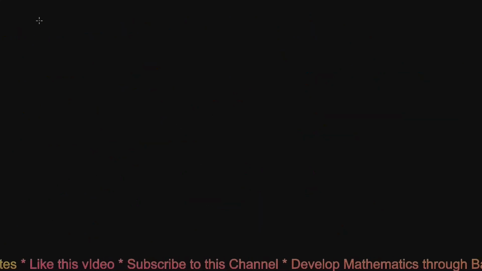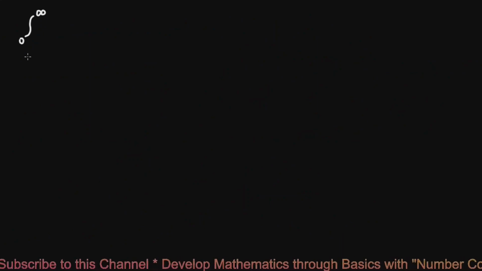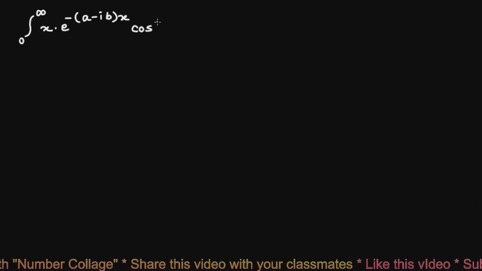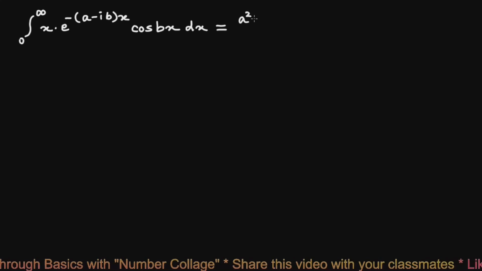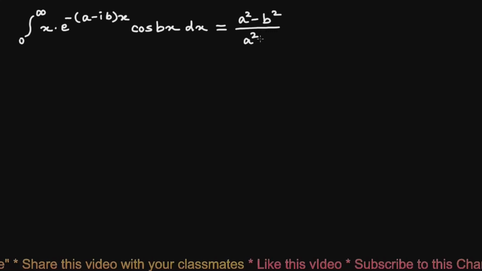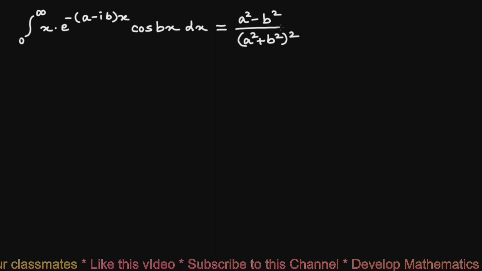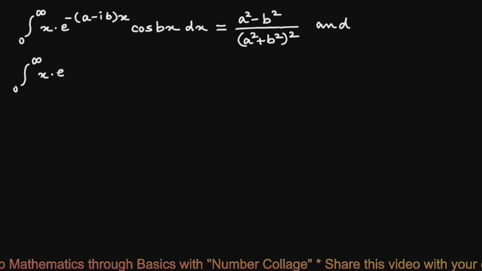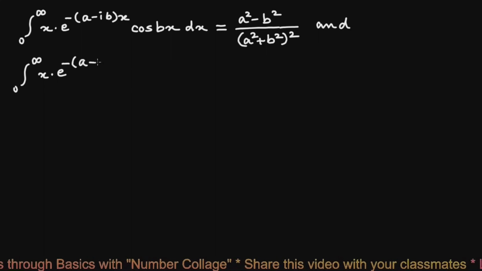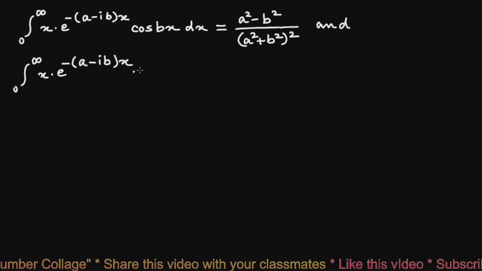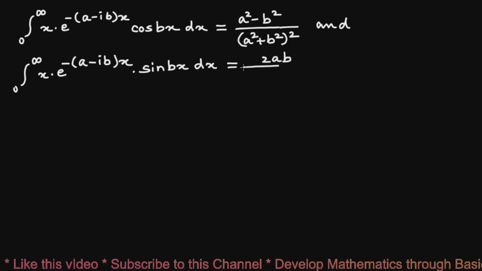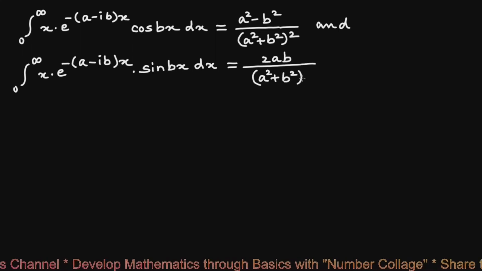Next we have to prove that the integral from 0 to infinity of x e raised to minus (a minus ib) x cos bx dx equals (a square minus b square) upon (a square plus b square) whole square, and the integral from 0 to infinity of x e raised to minus (a minus ib) x into sin bx dx equals 2ab upon (a square plus b square) whole square.